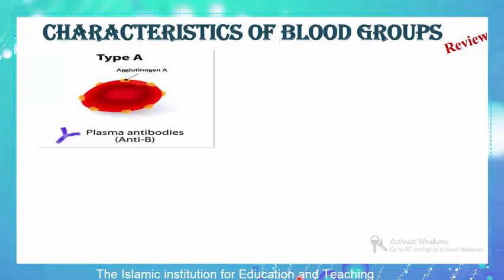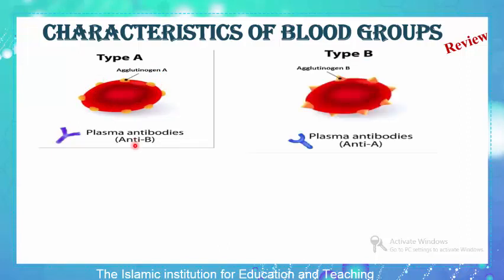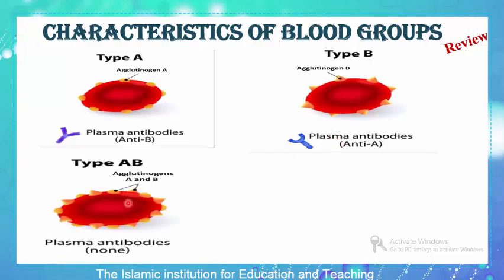Concerning type A, it has agglutinogen A on the surface of the red blood cell and anti-B in the plasma. However, type B has agglutinogen B on the surface of the red blood cell membrane and anti-A in the plasma. Now, concerning type AB, it has both agglutinogens A and B on the surface of the red blood cell, where there are no antibodies in the plasma.